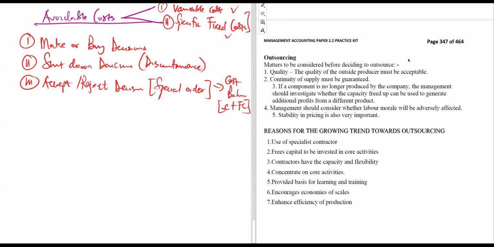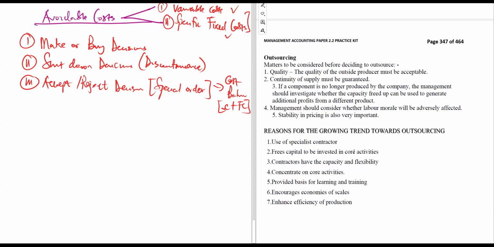Even if the decision says accept quantitatively or number-wise, consider these issues as well, whether we should actually accept the decision, right? So why should we outsource, or what are the reasons for the growing trend towards outsourcing, right?